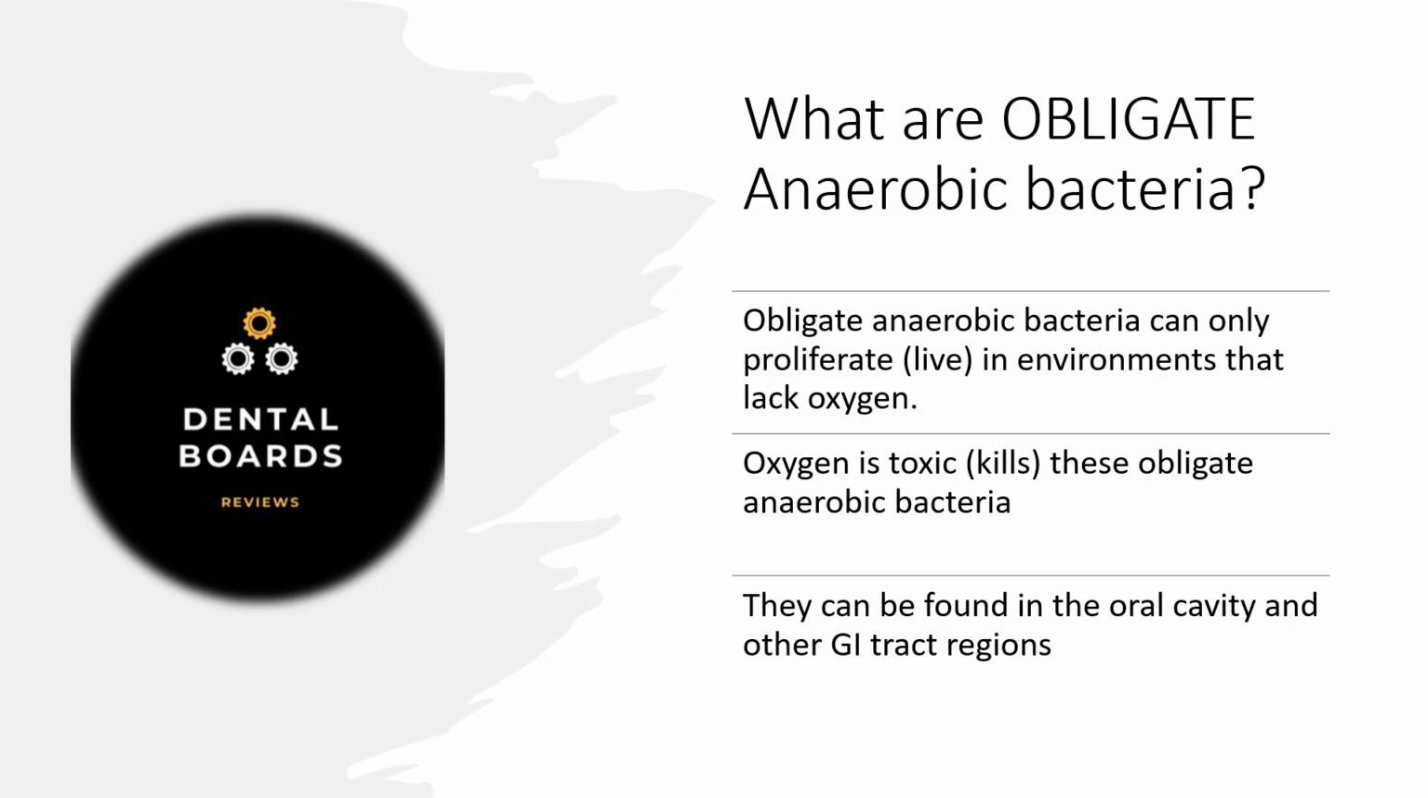So what are obligate anaerobic bacteria? These are bacteria that can only live in environments that lack oxygen. They cannot be exposed to oxygen. They are like vampires, which don't like the sun; these ones don't like oxygen. If oxygen is introduced to them, they die. Oxygen is toxic to obligate anaerobic bacteria. As I mentioned before, they can be found in the oral cavity and other areas of the GI tract.